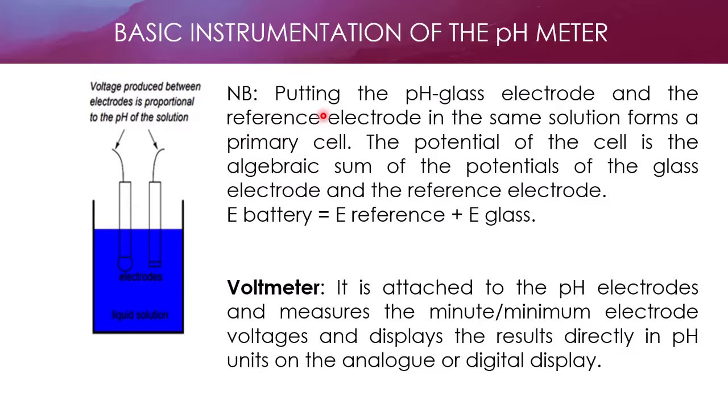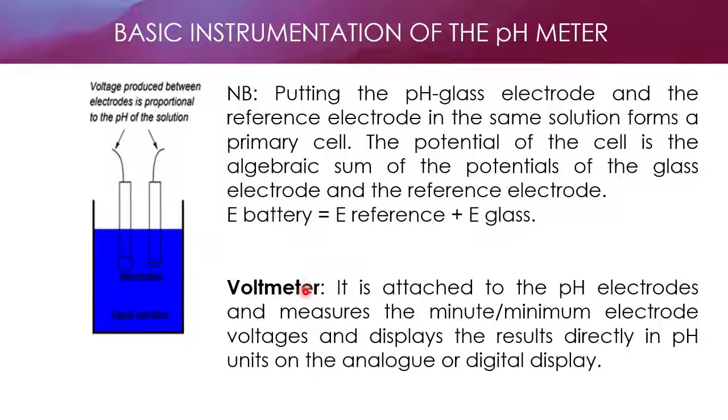We also have to note that putting the pH glass electrode and the reference electrode in the same solution forms a primary cell, and the potential of the cell is the algebraic sum of the potentials of the glass electrode and the reference electrode, which can be expressed as this. And what we also have to note is that the voltage produced between the 2 electrodes is proportional to the pH of the solution.